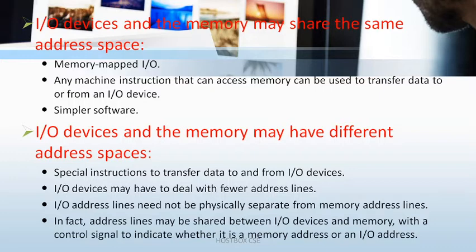Then, I/O devices and memory may have different address spaces. Here we are talking about address spaces, not just address lines. These use special instructions to transfer data to and from I/O devices. I/O devices may have to deal with fewer address lines, and I/O address lines need not be physically separate from memory address lines. In fact, address lines may be shared between I/O devices and memory, with a control signal to indicate whether it is a memory address or an I/O address.